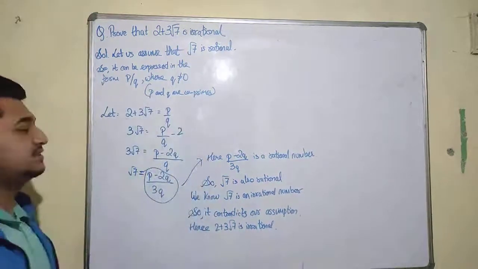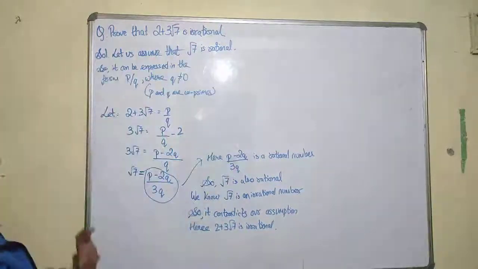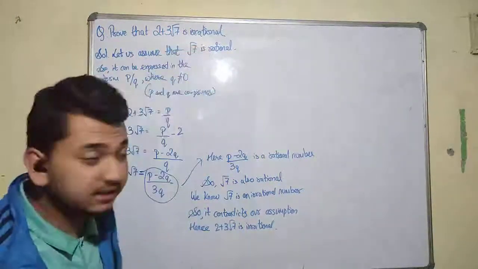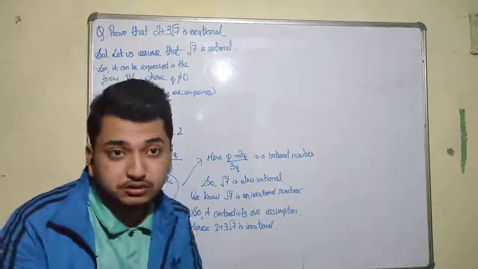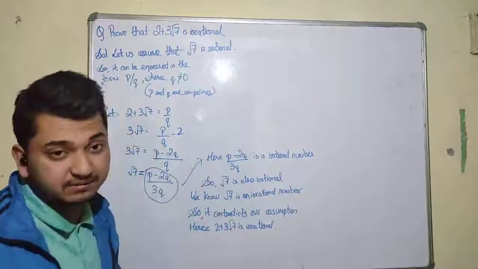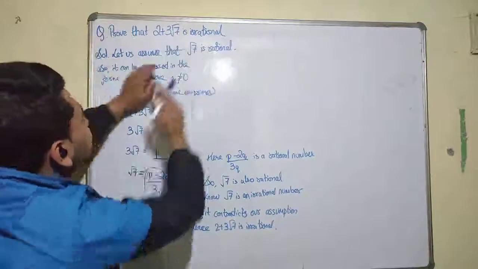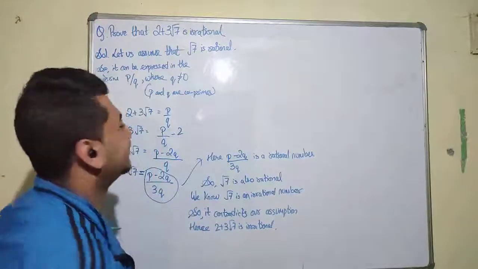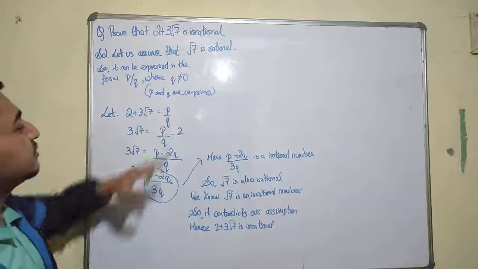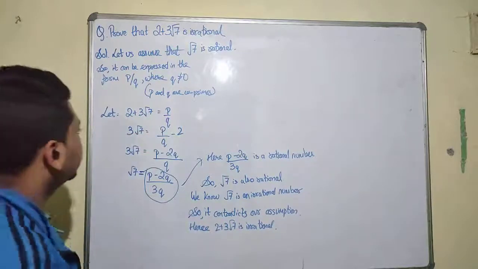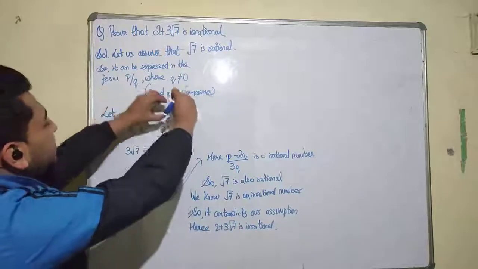So I guess this is easier than the last question, right? Firstly, let us assume that root 7 is rational. So it can be expressed in the form p by q, where q is not equal to 0 and p and q are coprimes. Now let 2 plus 3 root 7 equal p by q.